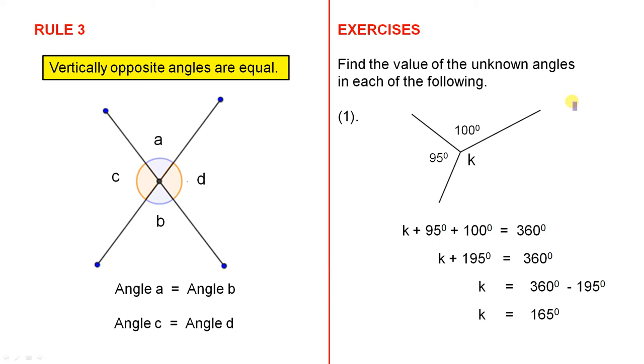Let's do some simple exercises involving those rules. Find the value of the unknown angles in each of the following. Here we have 3 angles meeting at a point. We have K, 95 degrees, 100 degrees, and there's the point. As we saw in the first rule, the 3 angles add up to 360 degrees. Add those 2 together, it gives us K plus 195 degrees equals 360 degrees. If we subtract 195 from both sides, we get that line. Therefore, K is 165 degrees.